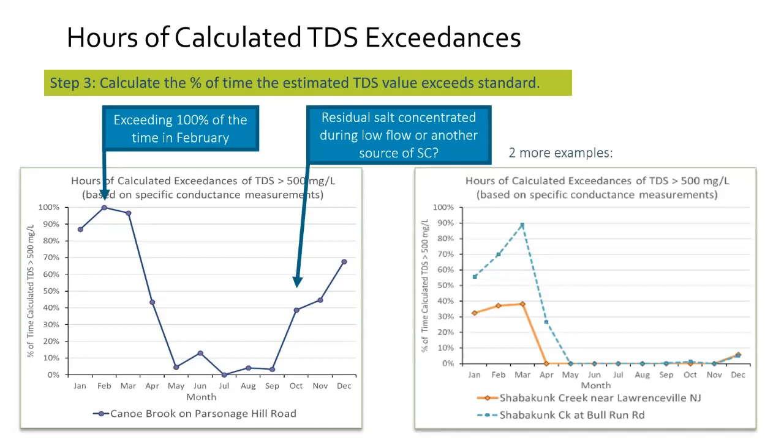And the second graph shows that there are a couple of other examples doing the same thing. And these two sites on that graph are less impacted than Canoe Brook, but they still show that the standard is being exceeded quite a bit in the winter.